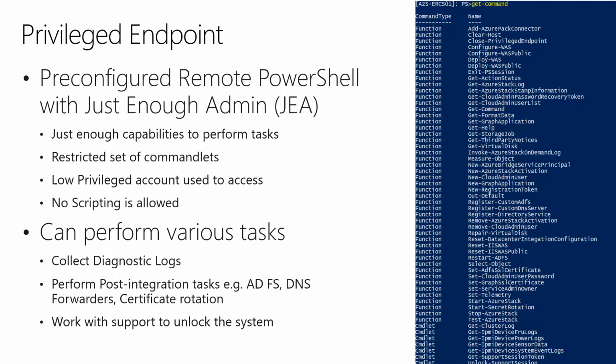So this is an entry point for all the things that cannot be done through the portal. And you need, as I said, on one hand, the IP address of one of the privileged endpoints, and on the other hand, the credentials that were provided by the OEM in the beginning.